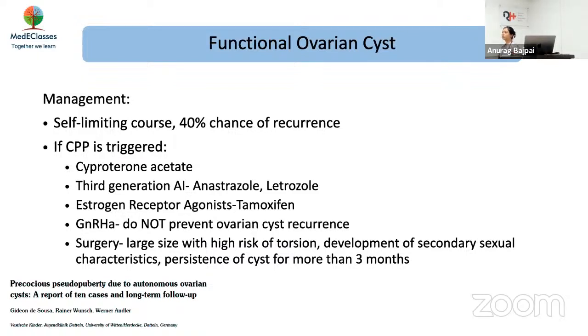Management-wise, as sir has already mentioned, these are often self-limiting and a conservative approach is beneficial. However, 40% may have a chance of recurrence. If these cysts keep on recurring, because of intermittent rapid high-dose estrogen exposure, there may be a central trigger of precocious puberty. In such cases, cyproterone acetate and third generation aromatase inhibitors like anastrozole and letrozole have been tried. Even the estrogen receptor antagonist tamoxifen has been used. GnRH agonist can be used for a centrally triggered precocity, but it will not prevent recurrence of an ovarian cyst in these scenarios.